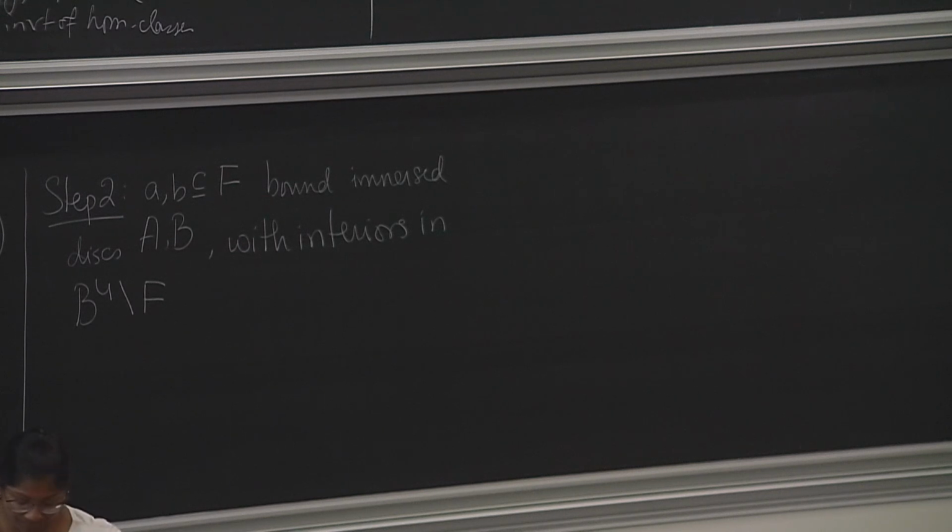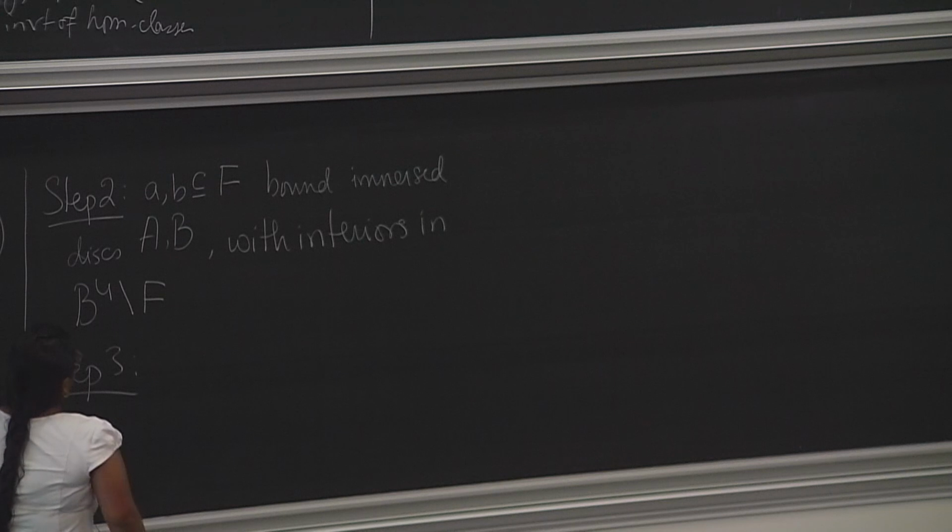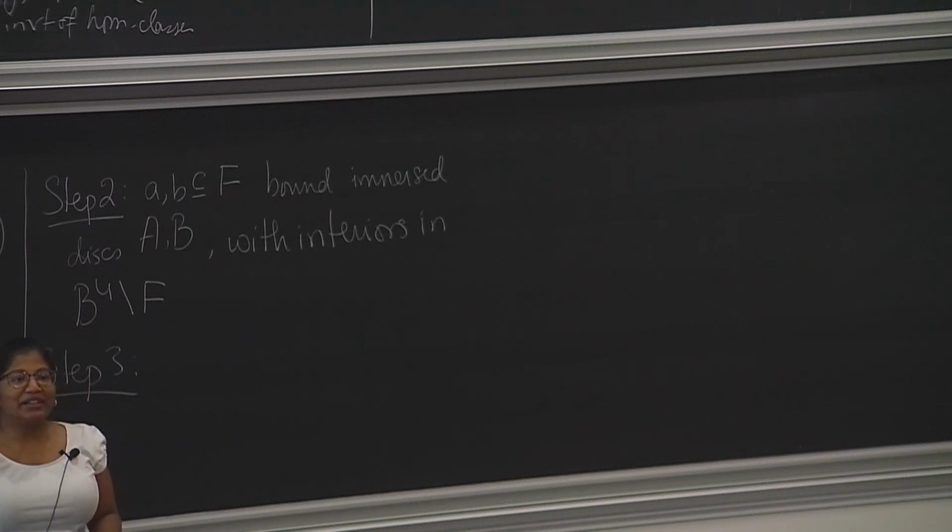Okay. All I need to think about is A. So the big A is an immersed disk that looks like this with the right boundary, except it's immersed. Okay. So step 3, this is the most technical part. Feel free to zone out if you'd like.